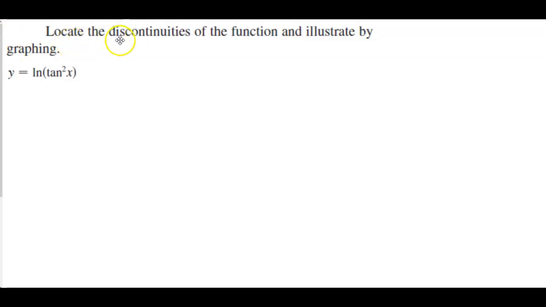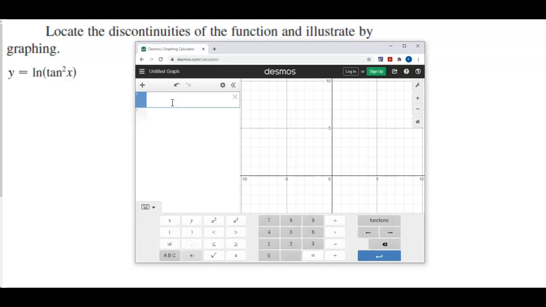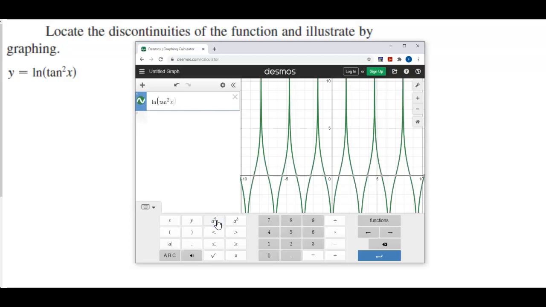Here we want to locate the discontinuities of the function and illustrate by graphing y equals the natural log of tangent squared x. So before we do that, let's go ahead and plug in our function. So we have the natural log of the tangent squared x.